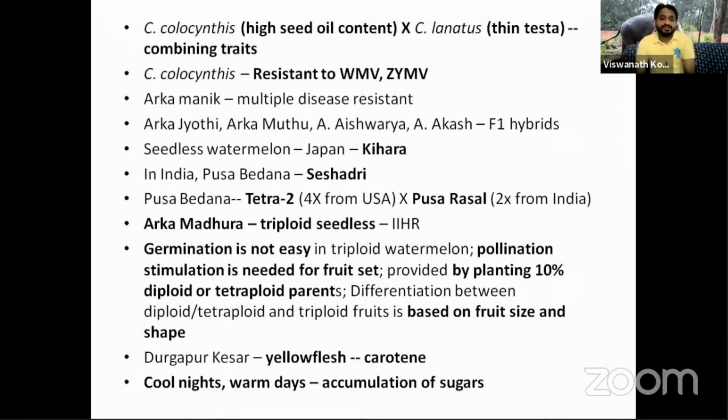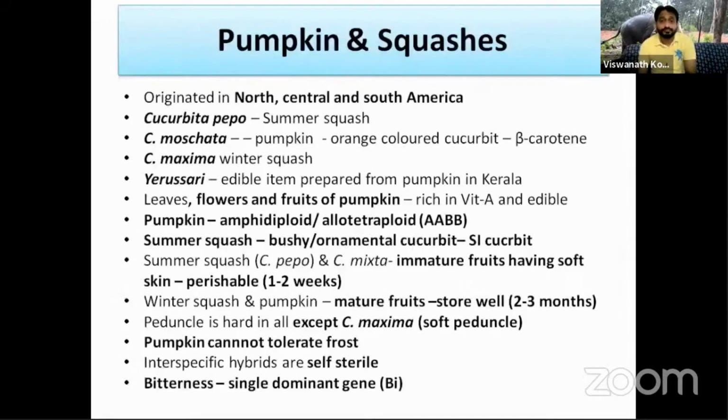Durgapur Kesar is a variety with yellow flesh. The yellow color is due to carotene, whereas the red color in the watermelon fruits is due to lycopene and anthocyanins. And the yellow color is due to carotene. Here also, like muskmelon, cool nights and warm days are required for the accumulation of sugars in the fruit.